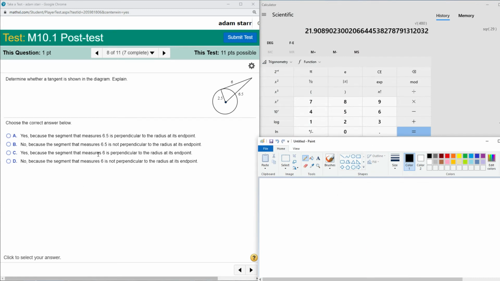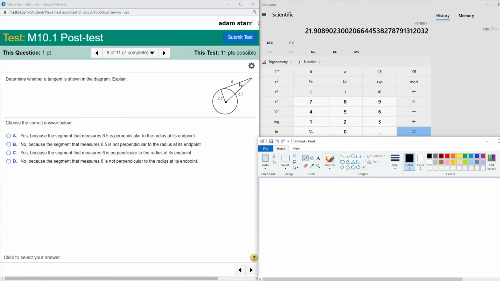Okay, we have a multiple choice question here. Determine whether a tangent is shown in the diagram. Explain. Then we have 2 yeses and 2 nos. Yeses because we have a perpendicular segment to the radius, or is not perpendicular to the radius at its endpoint. Okay, so to be this tangent, we need this perpendicular to the radius. The radius of the circle is here, and we need something that's perpendicular to it. So in other words, this question is just asking, is this right here a right angle?